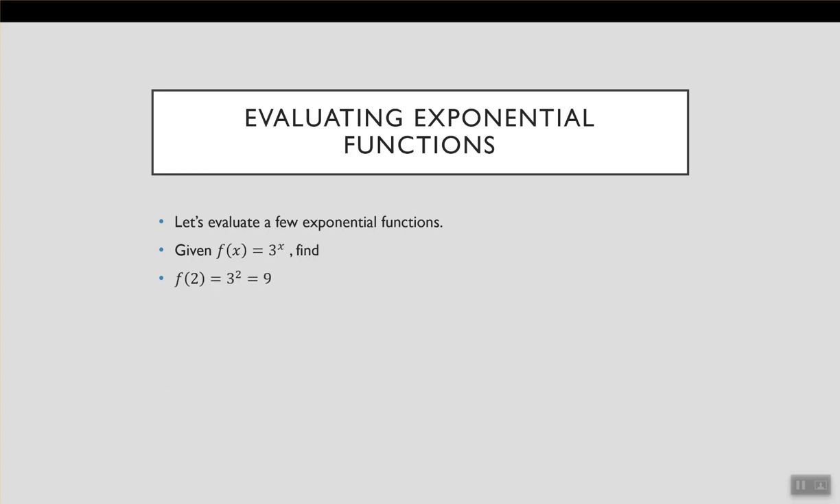So I start with 2. f of 2 is just 3 to the power 2, which we know is 9. Same thing, I'm putting in 4. So again, using the calculator, 3 to the 4th power gives me 81.